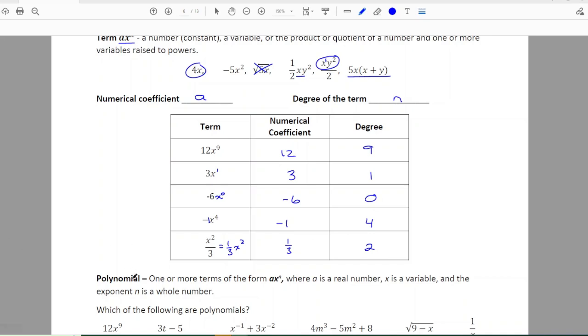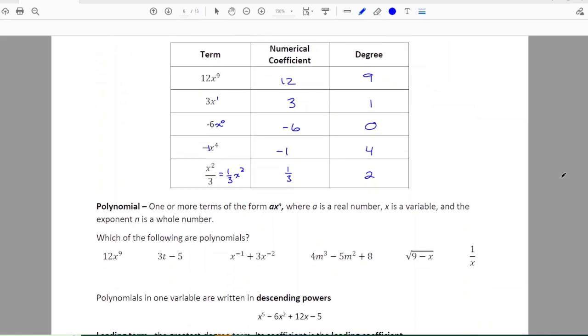So now let's focus on that idea of a polynomial being made up of many terms, where those terms need to be in the form ax to the n, where a is a real number, x is a variable, and here's what I was talking about earlier, the exponent must be a whole number, meaning 0, 1, 2, 3, 4, and so on. No negative exponents, no radicals, no exponents in denominators.